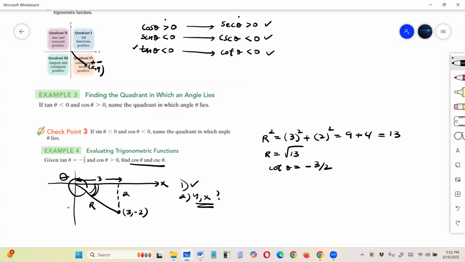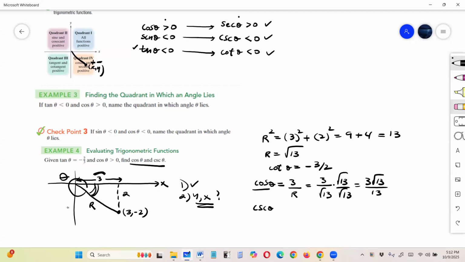Now, let's find cosine. Cosine of theta is the adjacent side, 3, or x, over r. Positive 3, and the radius is radical 13, so we have to rationalize. So 3 radical 13 over 13. And then if I wanted to, I could find secant, which is obviously radical 13 over 3. But we don't have to do that. We need to find cosecant.